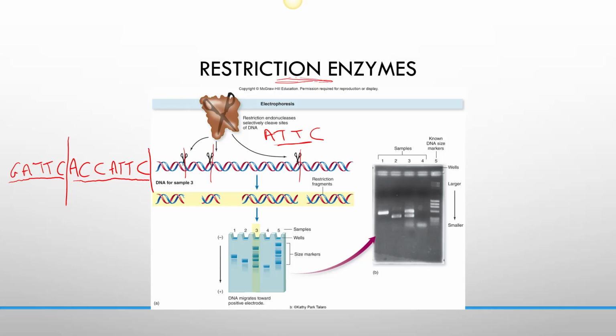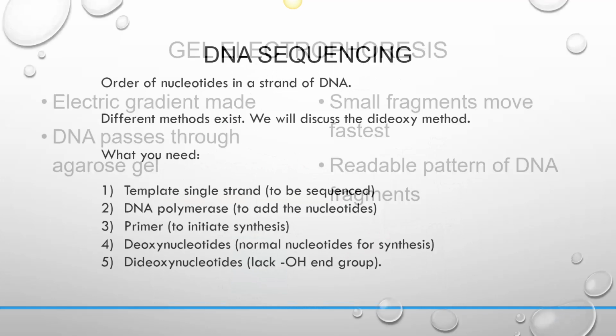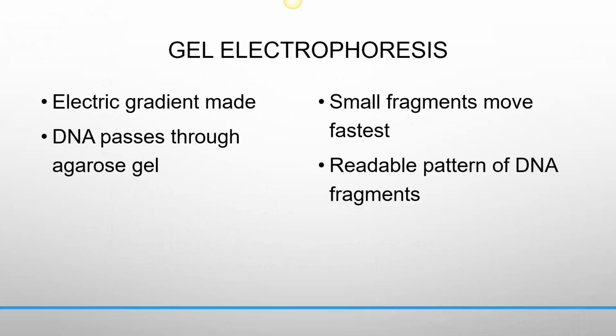Well, we figured this out, and we thought these were pretty cool because they only cut at particular sequences. So we can cut, mix, and match DNA now because of these restriction enzymes. So once we cut the DNA, then we usually run it out on a gel. So gel electrophoresis. Gel electrophoresis is a mechanism used to separate strands of DNA by charge and size.